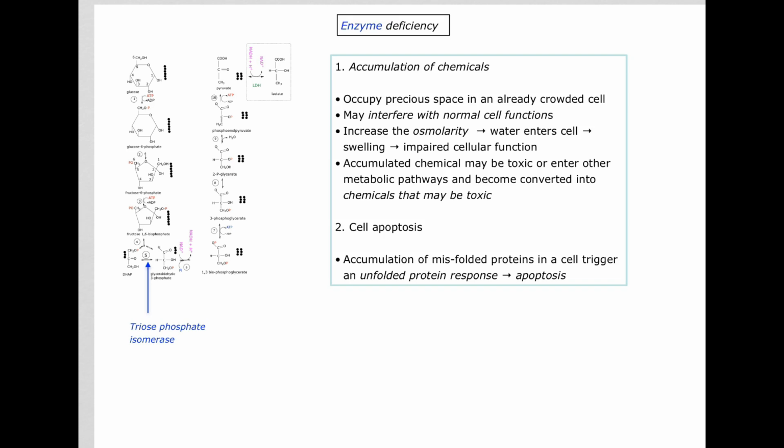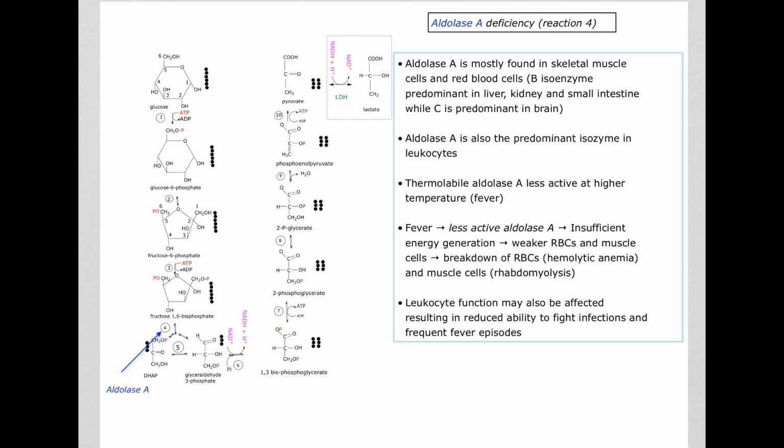So with this background, let's look at some examples of the glycolytic pathway defects. First, aldolase A deficiency. So remember, the enzyme aldolase catalyzes reaction number 4, where fructose 1,6-bisphosphate, a 6-carbon molecule, is broken down into dihydroxyacetone phosphate, which is 3 carbons, and glyceraldehyde 3-phosphate, which is also 3 carbons. So this is the breakdown of a larger molecule into 2 smaller molecules.